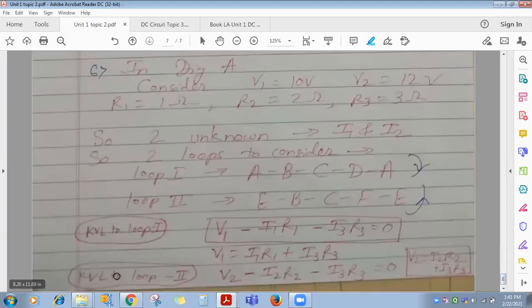So this is how we apply KVL to loop 2. This is the KVL equation. This is how to form a KVL equation. Clear? Yes, ma'am.